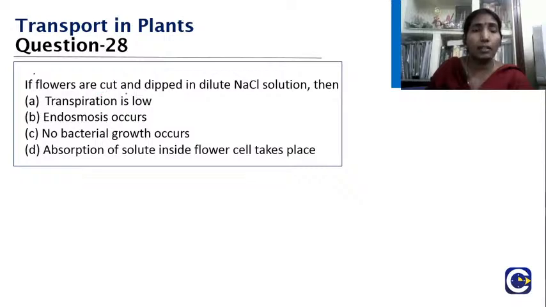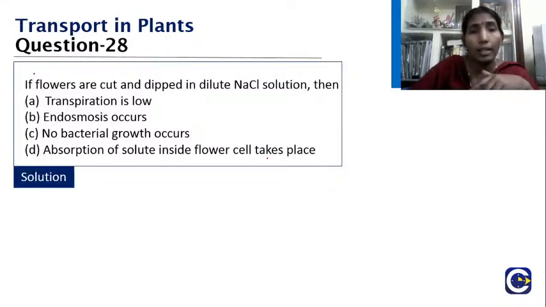If flowers are cut and dipped in dilute sodium chloride solution, then transpiration is low, endosmosis occurs, no bacterial growth occurs, absorption of solute inside flower cell takes place. So you are taking a flower, you are cutting it, and you are dipping it in a dilute sodium chloride solution. So what all things will happen? So what all can happen?